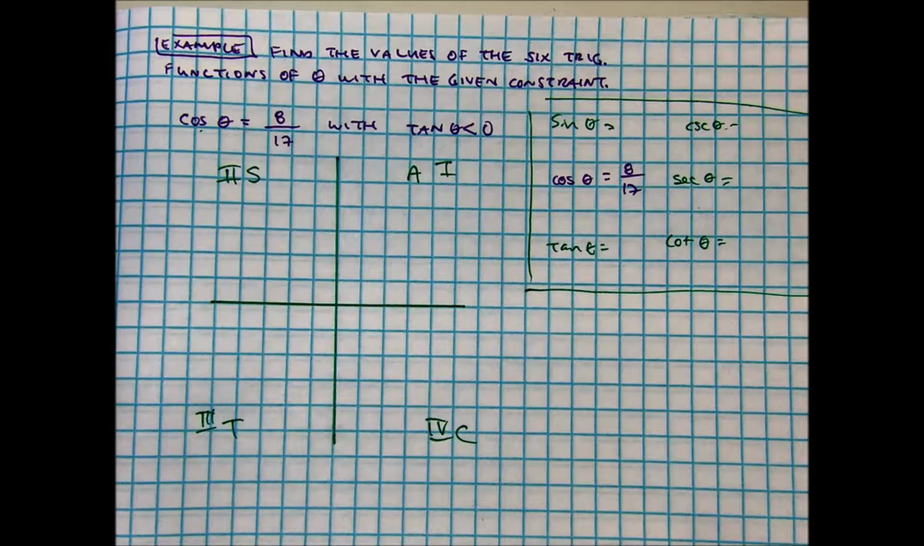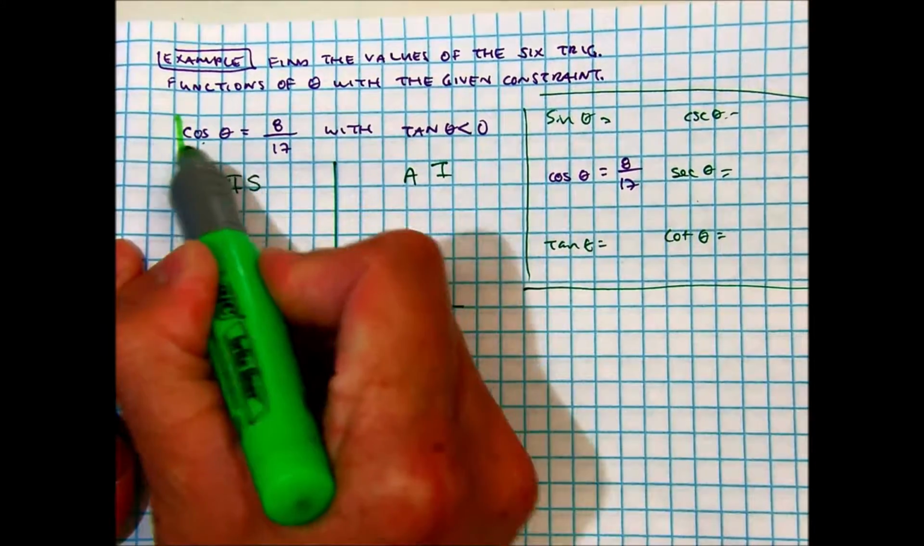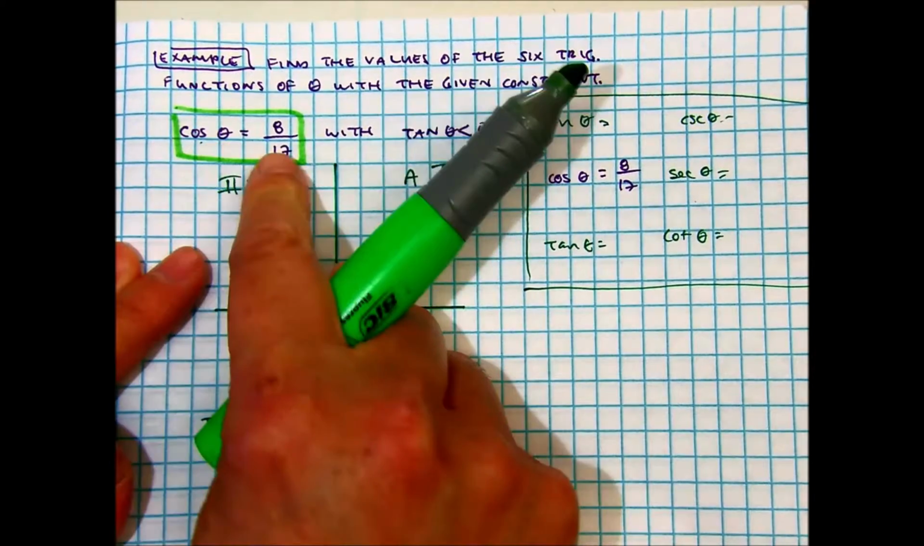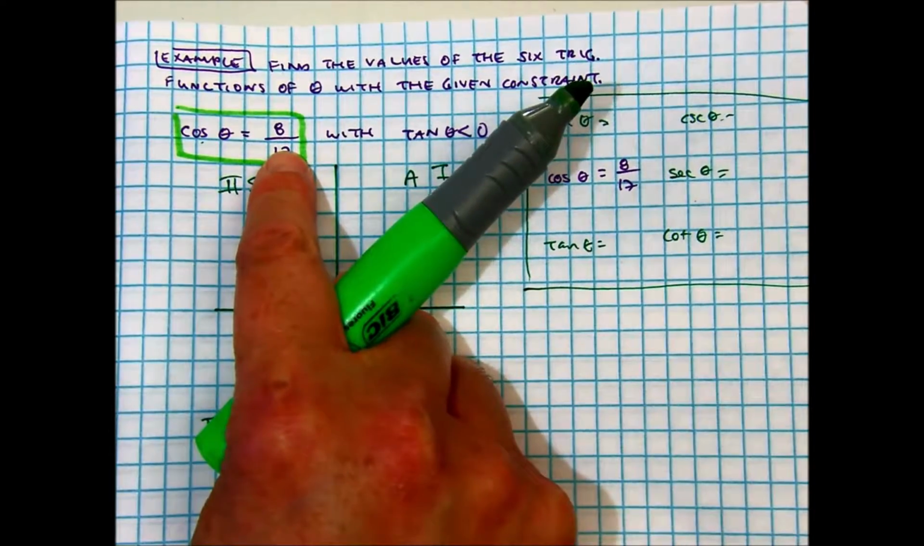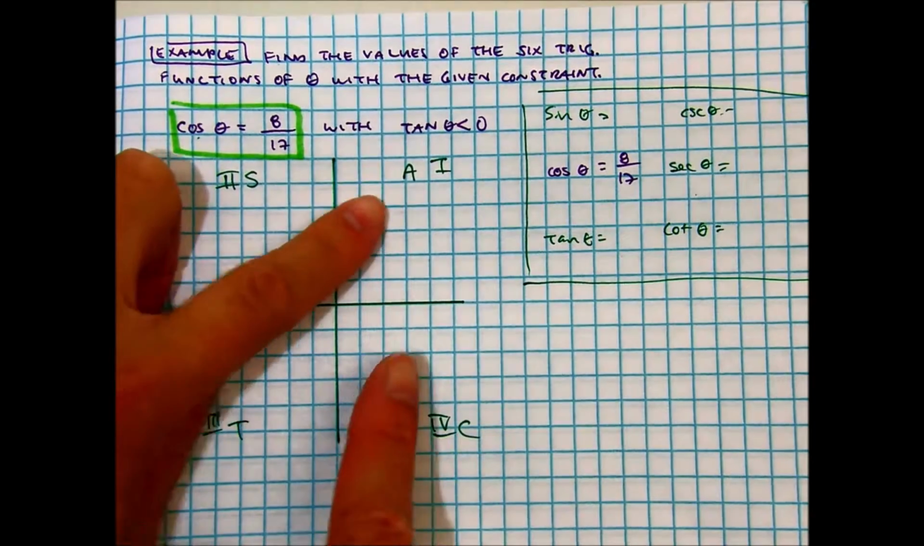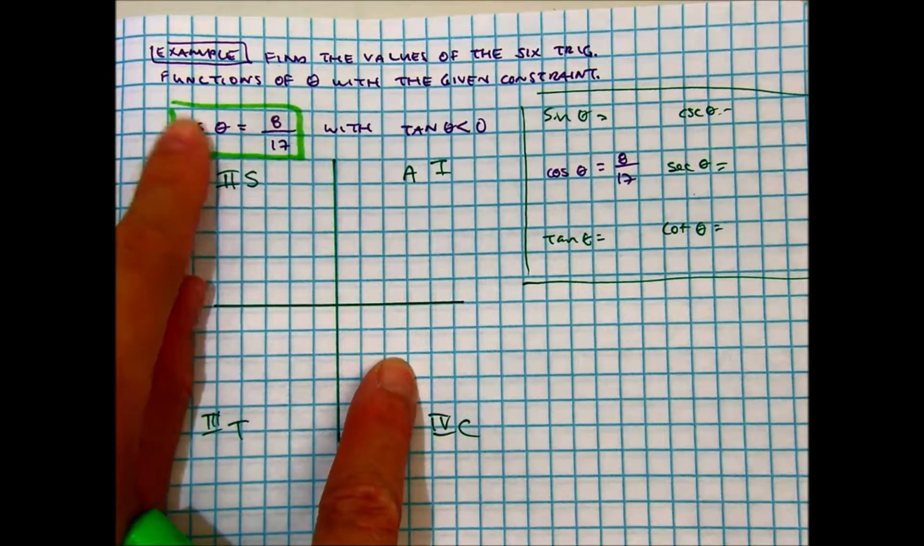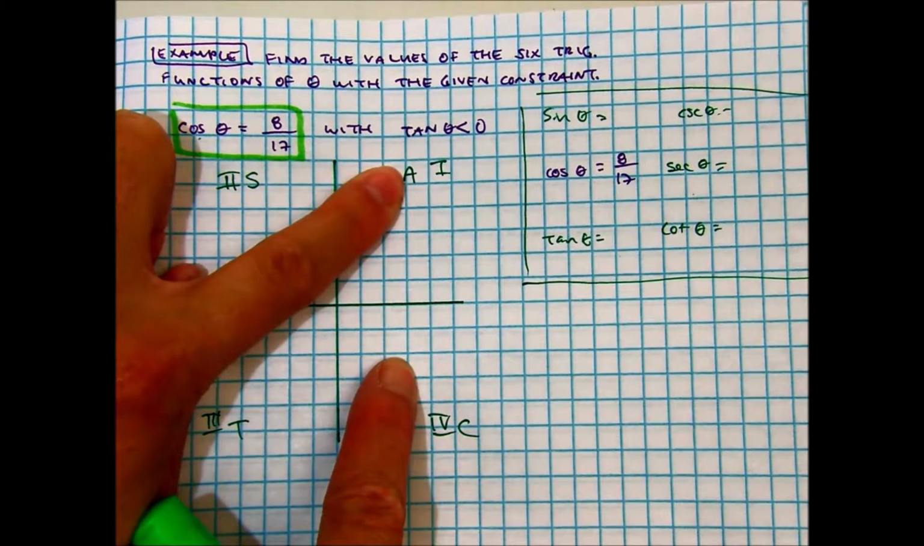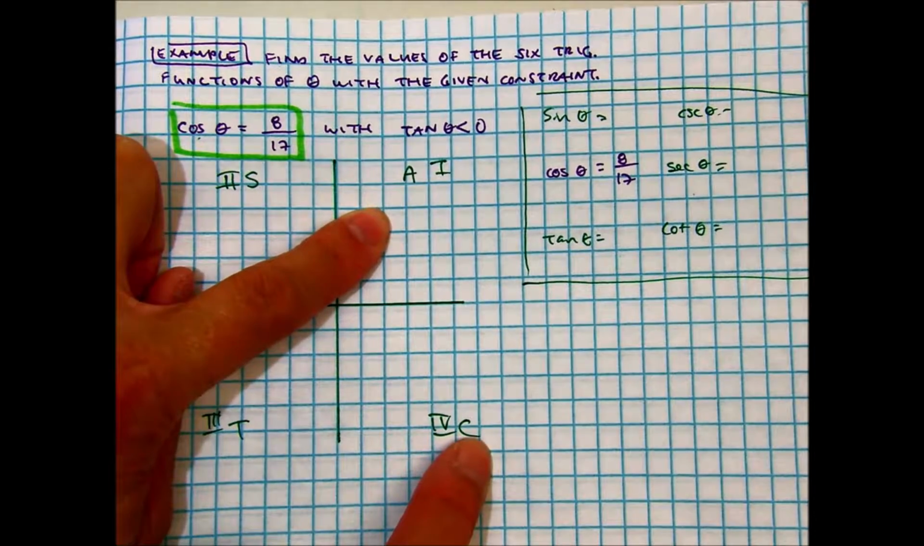Cosine of theta is 8 over 17. It's positive. Use your 2 index fingers and place your fingers where cosine is positive. Show your partner. You should have your fingers in these 2 quadrants. Cosine is positive here because that's all the trig functions, and here this represents cosine. So I'm going to put 2 little green check marks to show you where we're at.